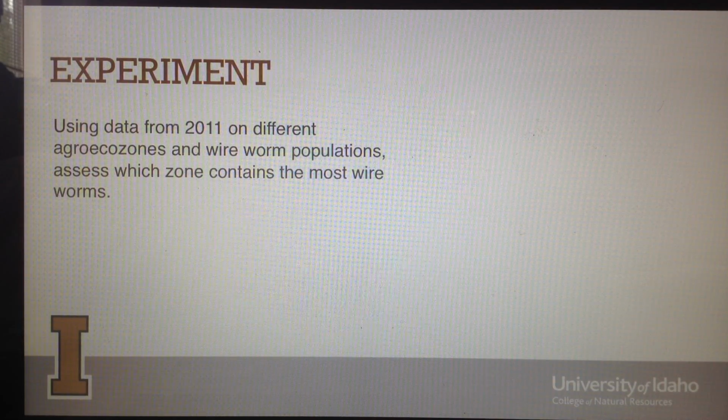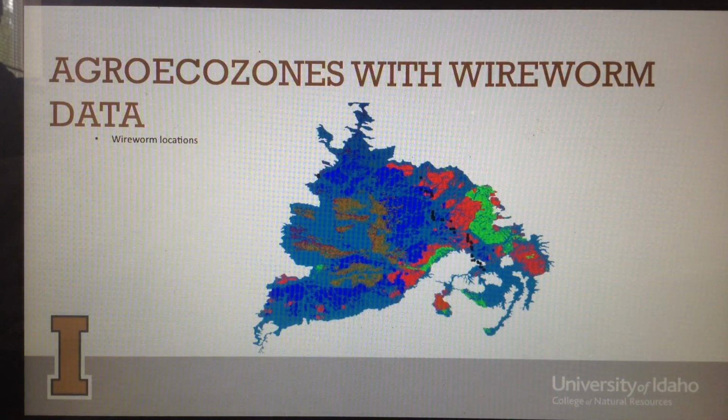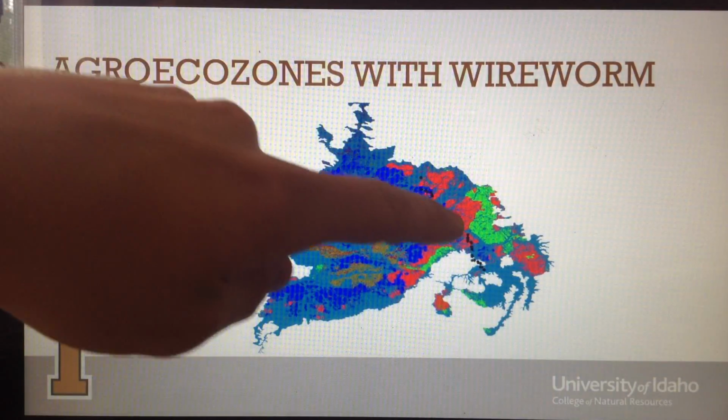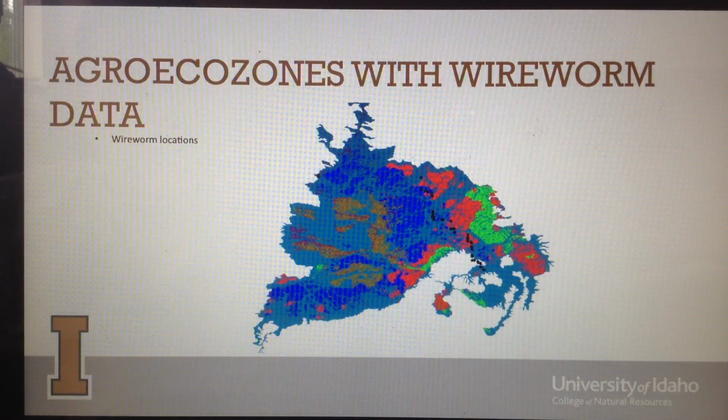So my experiment and model is going to use those data sets and assess which zone will contain the most wireworms. I did that in ArcGIS by layering the two data sets. As you can see here, we have the different agroecozones, which are the different colors, and then the black dots. They're kind of hard to see, but there's one, and then they're all throughout here. Those are areas where wireworms were sampled in 2012.